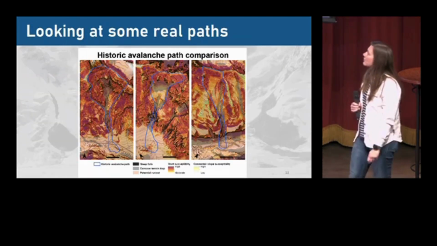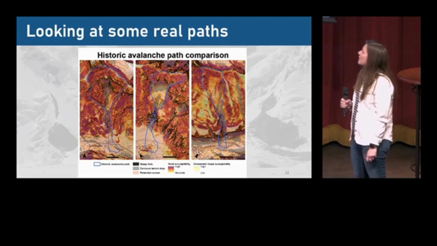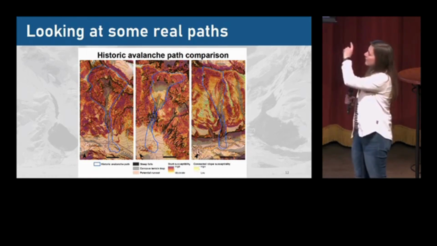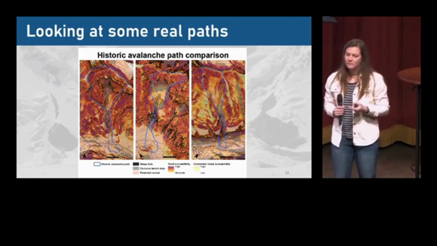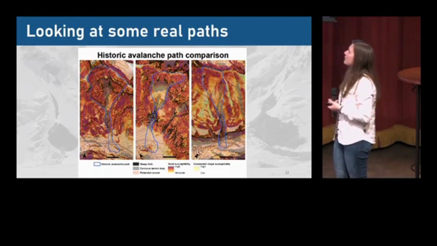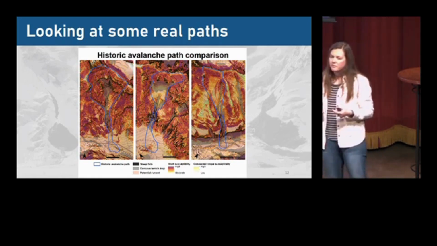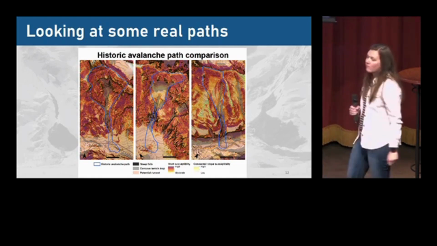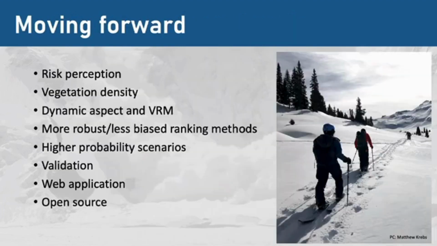Looking at some real paths, courtesy of CAIC, the blue is the path, and you can see at the top of those paths are those dark reds and purples showing high start susceptibility. It's a little hard to see on this projector, but there's gray areas showing where that gets funneled. And then the peachy color at the bottom is the runouts, which are all covered.